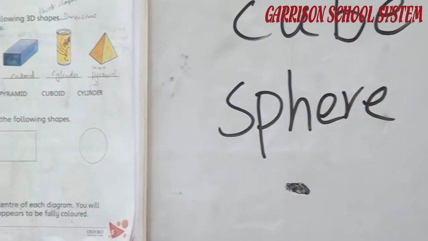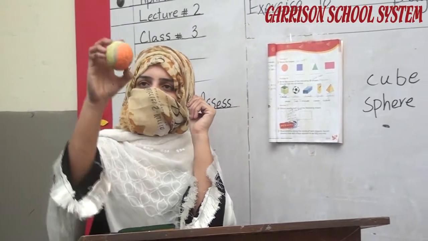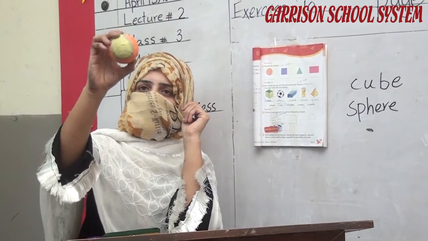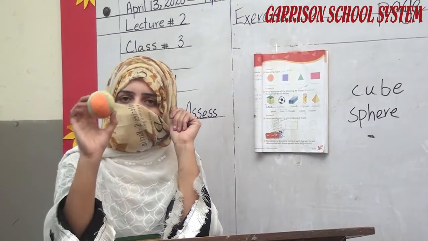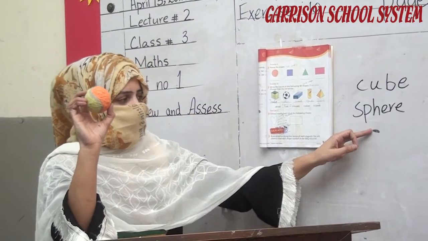S-P-H-E-R-E. This shape is completely round from all sides, you can see. This is called a 3D shape and its name is sphere.